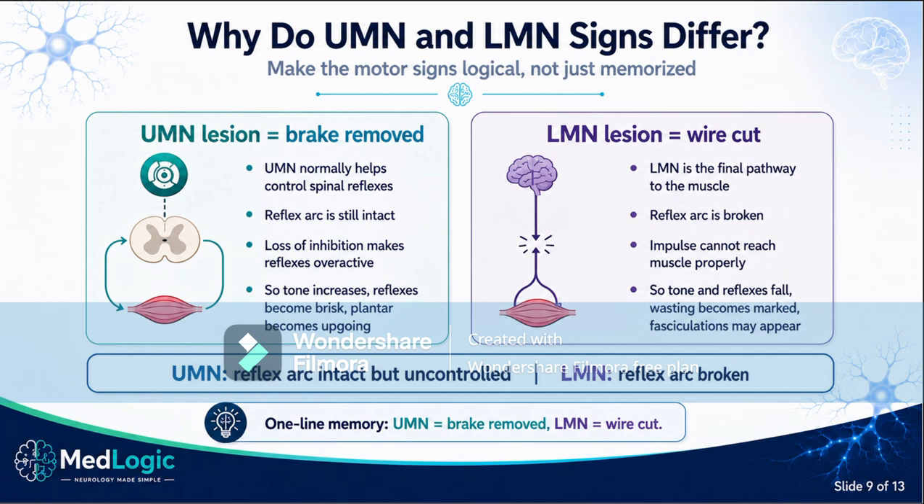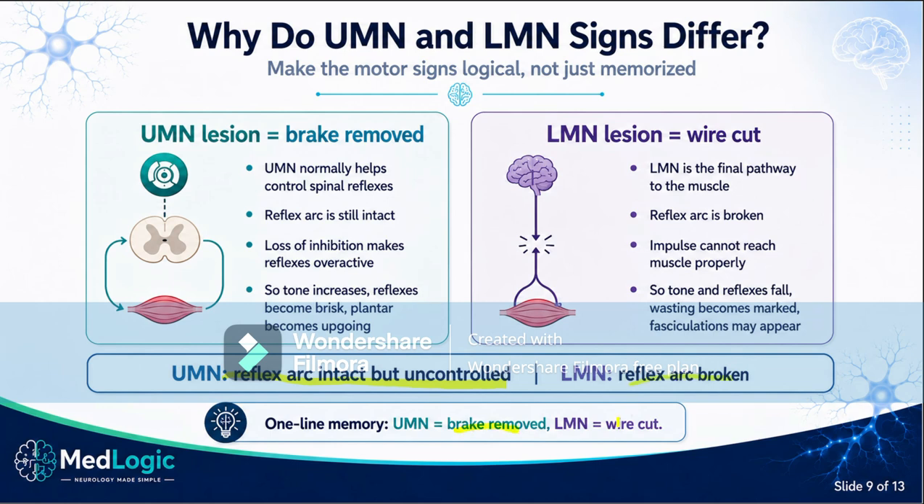The impulse cannot reach the muscle properly, and the reflex arc is broken. That is why lower motor neuron lesions produce reduced tone, reduced reflexes, marked wasting, and sometimes fasciculations. So remember the one-line concept. Upper motor neuron lesion means break removed. Lower motor neuron lesion means wire cut.